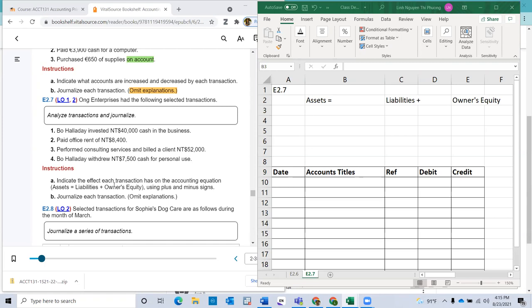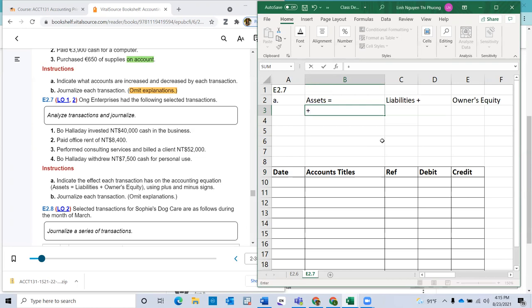First, you will need to write down the accounting equation. So this is our accounting equation: assets equal to liabilities plus owner's equity. Next, we're going to analyze each transaction. So number one, Bo Holiday invested 40,000 cash in the business. So when Bo Holiday invested 40,000 cash in the business, our cash will increase, right? And what else?